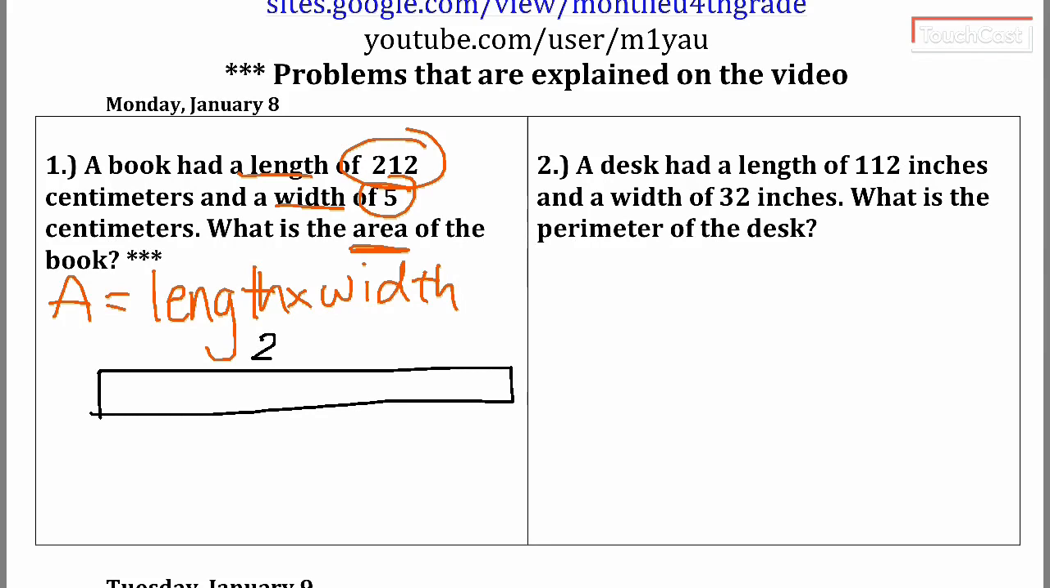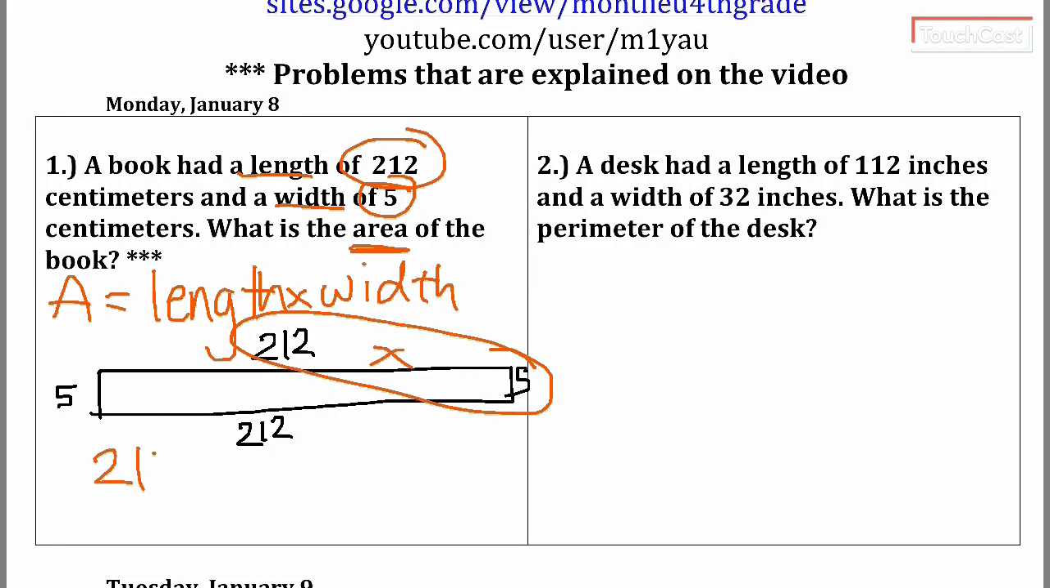We have a length of 212, and obviously for rectangles, opposite sides are the same, 212, and 5, 5. And we know that for area, it's length times width. So I'm going to multiply the length and the width. Let me show my work. 212 times 5.